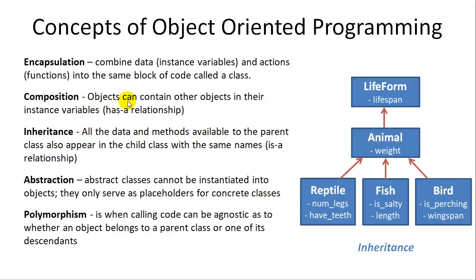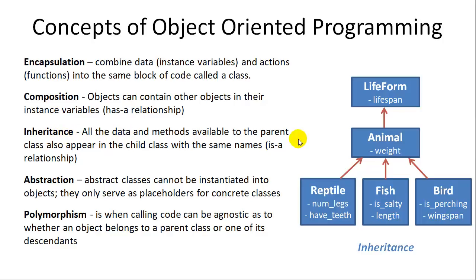Composition is the concept that objects can contain other objects in their instance variables, and this is called a has-a relationship. This may sound confusing, but it's really simple: a car has tires. So if you're modeling a program for a car, and you need to say that a car has tires, then you want a tire object to have things like a brand name, the dimensions of the tire, the size of the tire, the tread, all these things. So you have a tire object, and a car has a tire, and that's all this is saying, that a tire is part of the composition of a car.